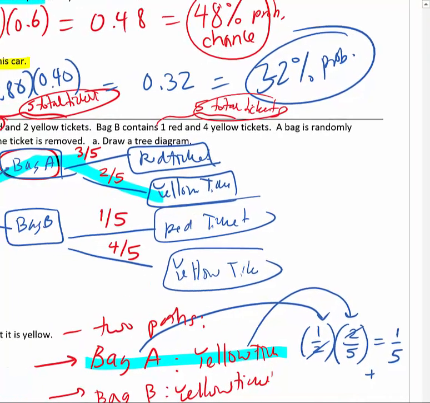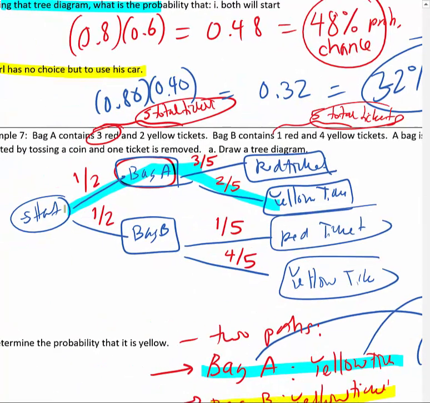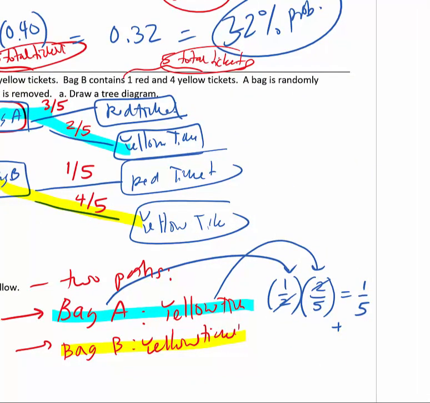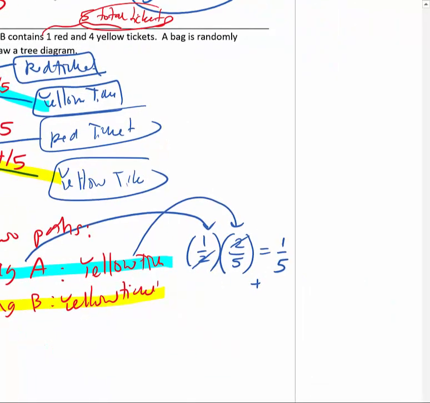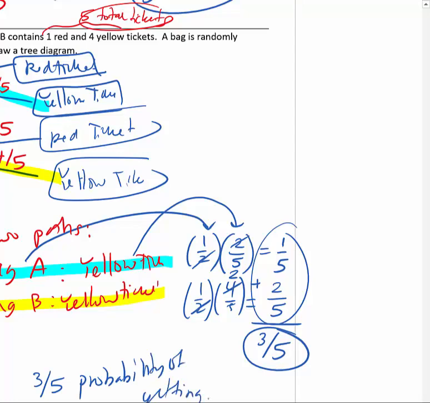But you could also get a yellow ticket by going bag B. So where did that go? We went bag B, and then a yellow ticket was this way. So let's look at those probabilities and multiply them together. It was 1/2 times 4/5. Now you can reduce a little bit. This 2 goes into 4 twice. You multiply across, you're left with 2/5. So you have 1/5 and 2/5 together make 3/5. There you go. So there's a 3/5 probability, or 3 out of 5 probability of getting a yellow ticket.